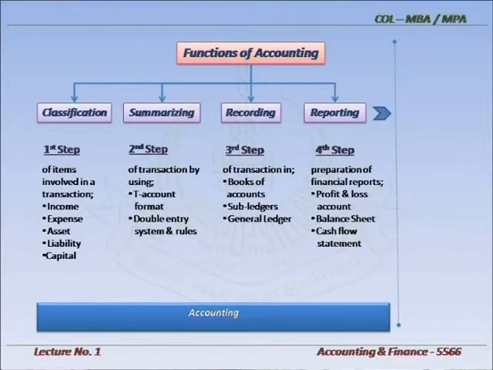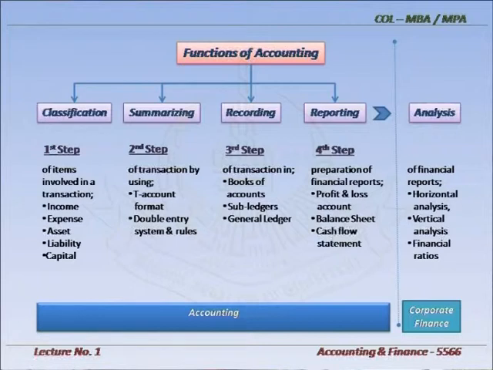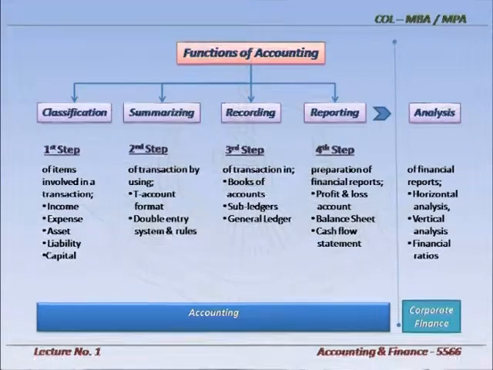Once the transactions are recorded, the fourth step comes, which is reporting. In this, the financial reports are prepared from the trial balance, like profit and loss account, balance sheet, and cash flow statements. These financial reports are then used to analyze the financial performance and financial position of a business and to make financial decisions through analysis techniques like horizontal analysis, vertical analysis, and ratio analysis. This is an aspect of financial management which is based on the financial reports.